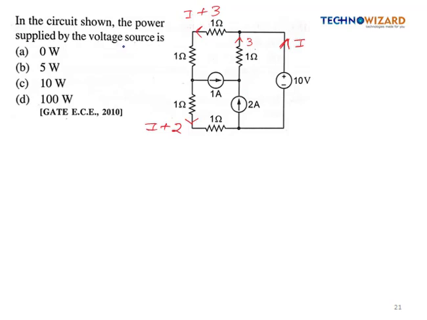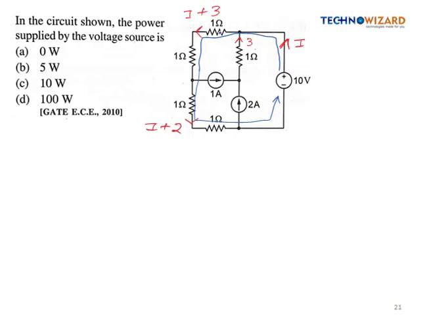Now we have to apply the KVL, so we will select the loop. We can't apply the KVL in this loop because there is a current source present and we don't know the voltage across this current source. Similarly, we can't apply it in this loop, and we can't apply it in this loop either. So the loop which remains is the outer loop, so we will apply the KVL in the outer loop because there is no current source present in the outer loop. So we will simply apply the KVL in the outer loop.